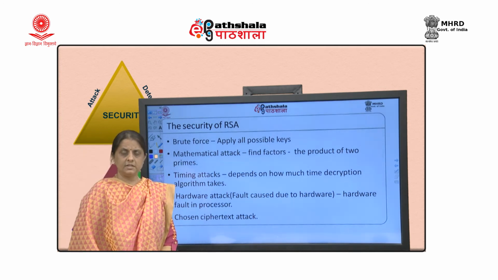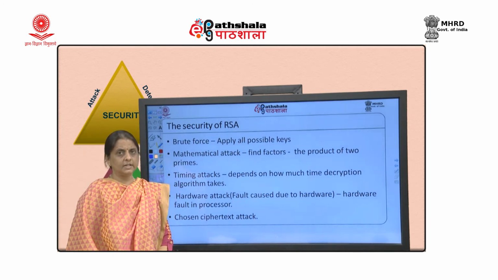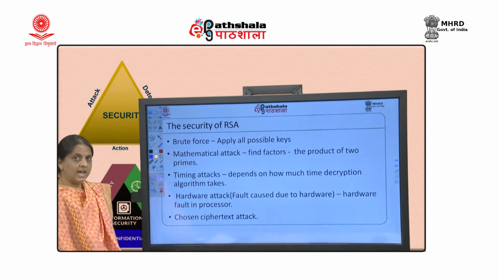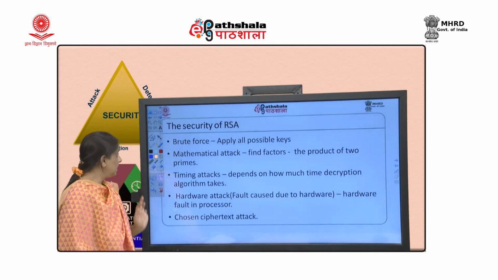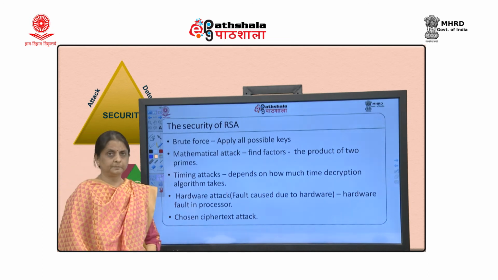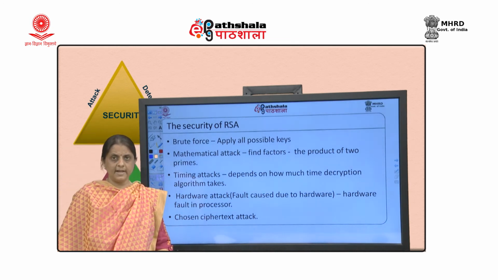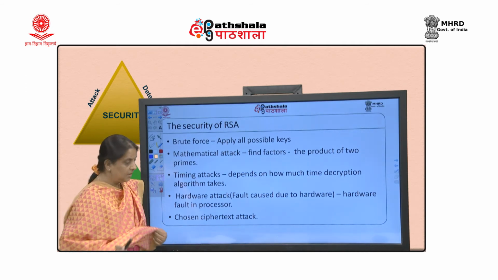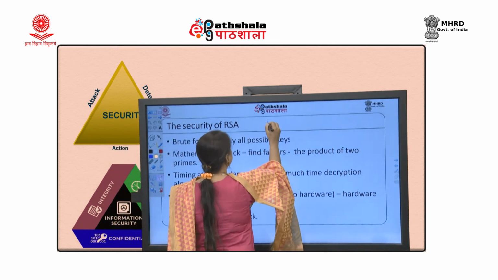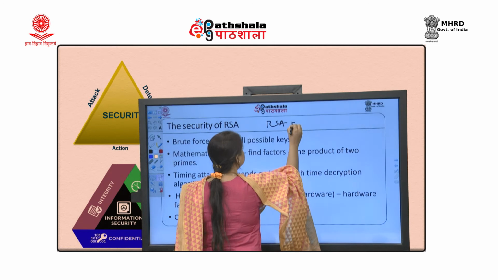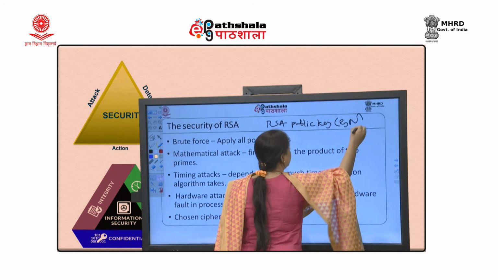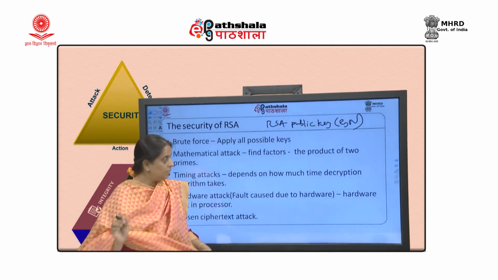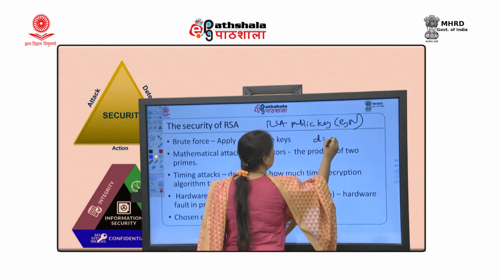Is the RSA algorithm secure? For that we are analyzing the likely attacks on the RSA algorithm. First is brute force. Brute force means applying all possible keys. Now, how would we work around the RSA algorithm? You all know for the RSA algorithm the public key is E and n. How to calculate D? D is nothing but E inverse.